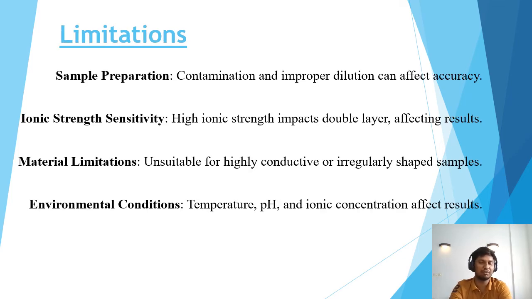And we know that every piece of equipment has limitations as well as advantages. The zeta potential analyzer also has some limitations. The first one is sample preparation. Contamination and improper dilution can affect accuracy. Ionic strength sensitivity is also one of the limitations, as high ionic strength impacts the double layer and affects the results. And material limitations: it is unsuitable for highly conductive or irregularly shaped samples. Temperature, pH, and ionic concentration can also affect the zeta potential.